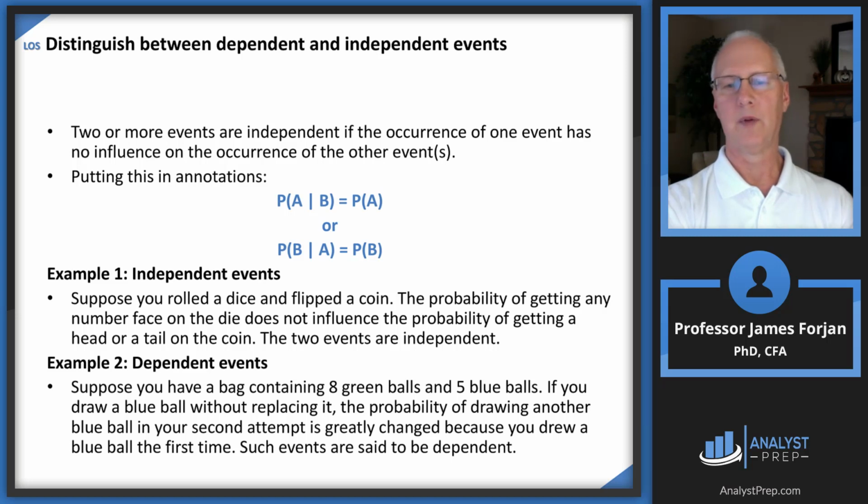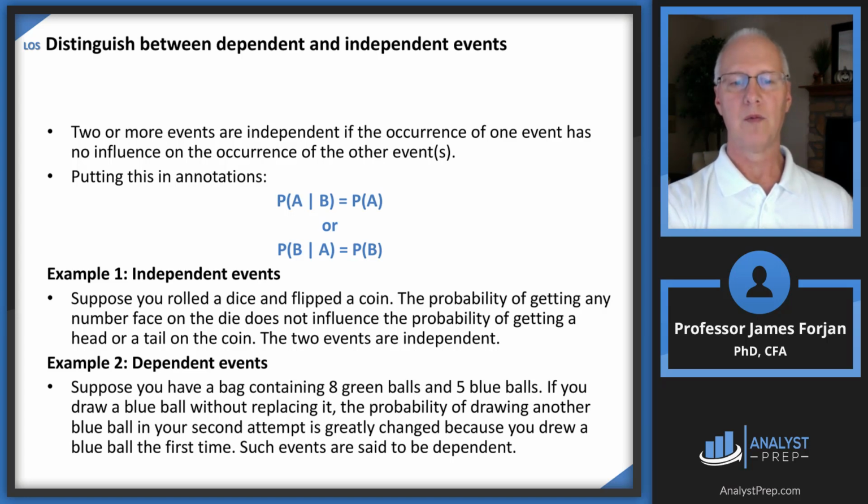And so the example I have here is rolling a dice and flipping a coin. If you flip a coin, you get a heads. Does that mean you're going to roll a 4 or 6? No. It doesn't have anything to do with each other. That's correlation of 0.